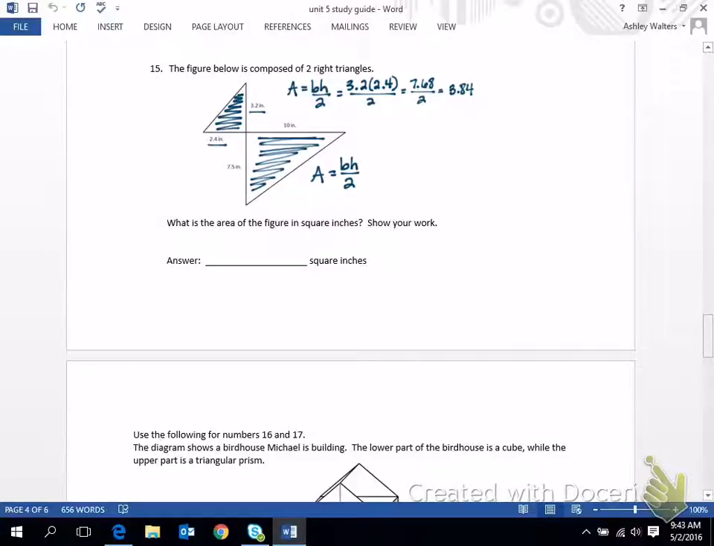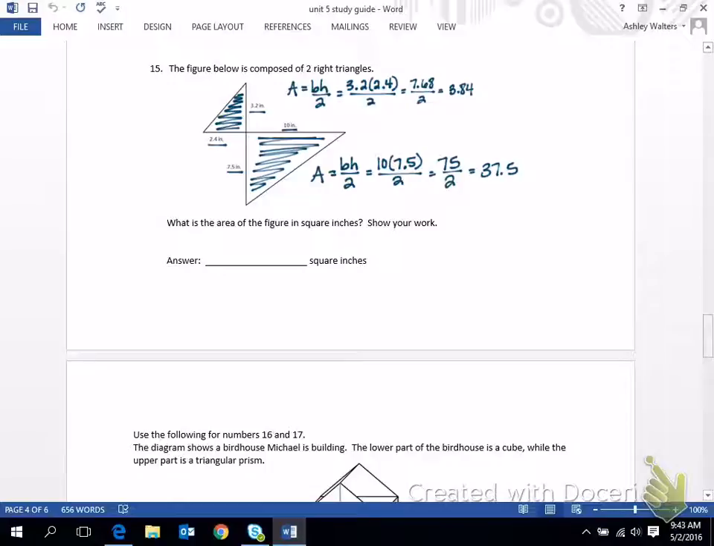You'll do the same thing for the larger triangle, this time with measures of 10 inches and 7.5 inches. And then you'll divide that by 2. So 10 times 7.5 is 75. And 75 divided by 2 is 37.5.